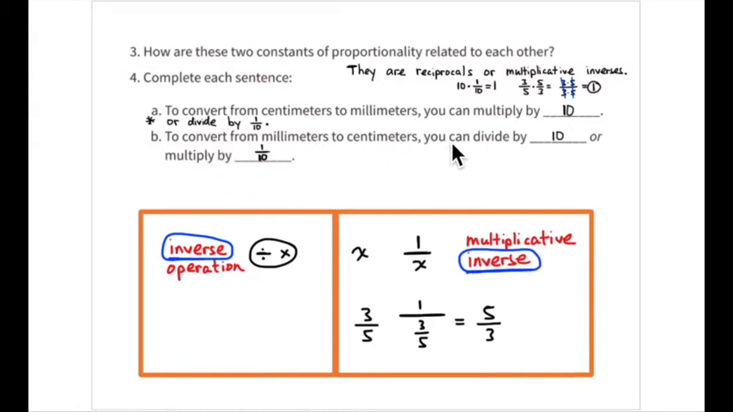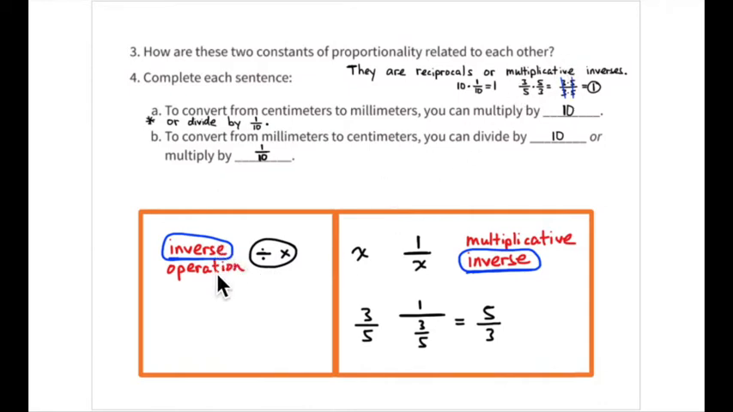Likewise, for b, I can divide by 10 or multiply by 1/10. So I can divide by 10, or I can use the inverse operation to multiply by the multiplicative inverse, which is 1/10. So a lot of this is confusing language. It takes a lot of time to keep going over it to get used to what all of this means.